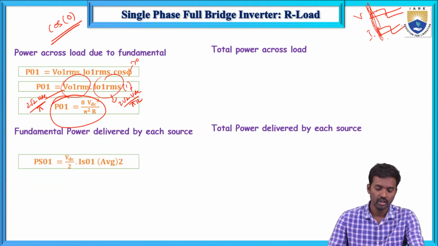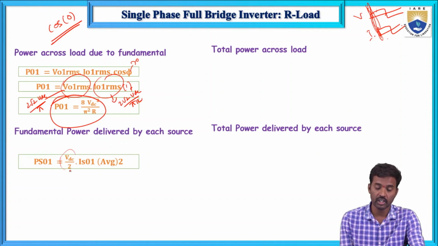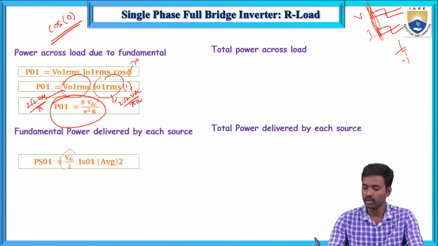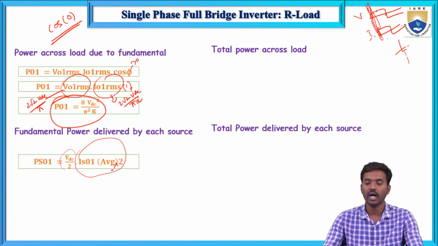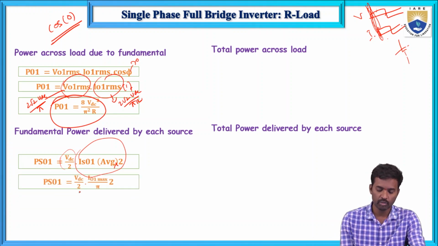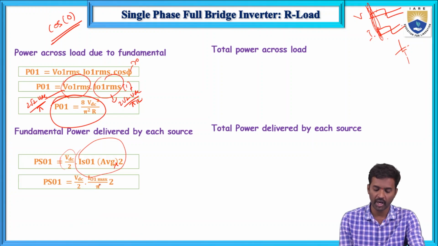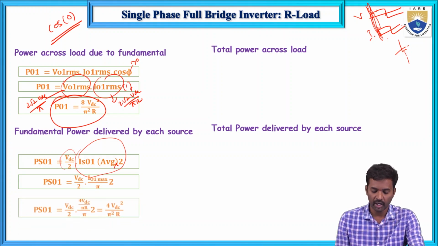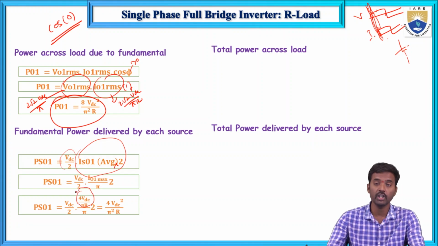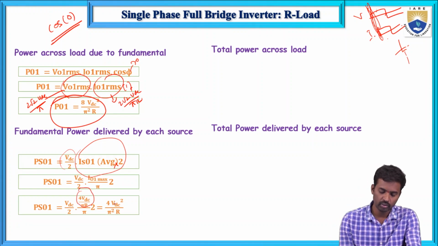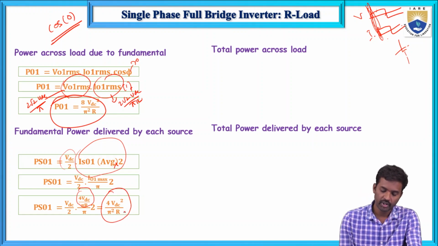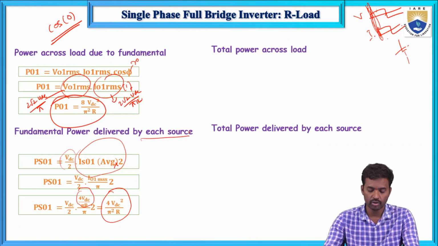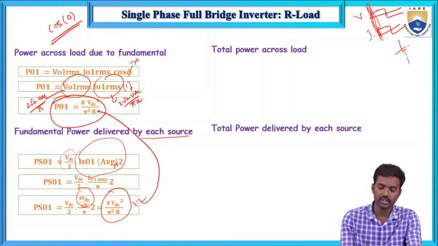So that is here P01. This is source current, source voltage, that is VDC by 2. Here there is a VDC by 2 and VDC by 2, and this is the average switch current into 2. So now VDC by 2, average switch current equals I01 maximum divided by pi. I01 maximum means 4 VDC by pi R into 2. So finally you will get 4 VDC square by pi square into R. So this is for each switch. So multiply with 2 means here you will get the same value.